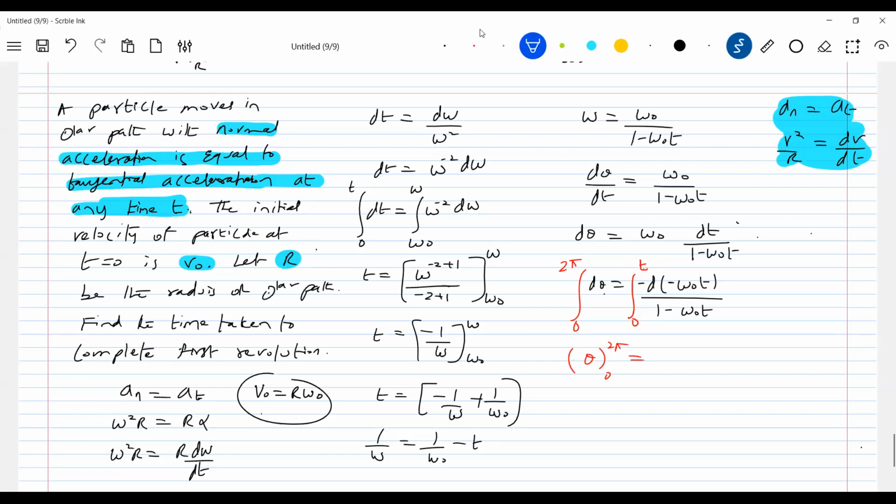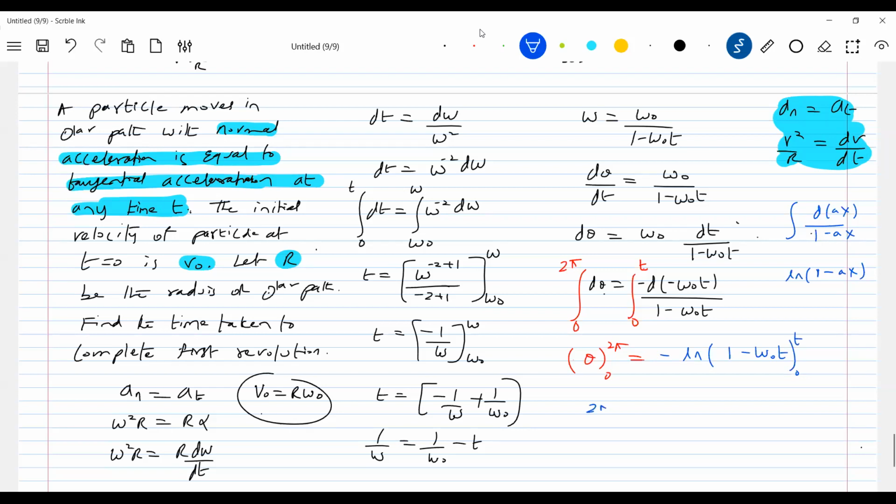The integral of dx by x, I'll write it in the corner. The integral of d of (1 minus ax), so what should be the limit? Log of 1 minus ax. Can you remember this? This is the basic formula. So here everything should be minus of log of 1 minus omega naught t. Substitute the limit 0 to t.